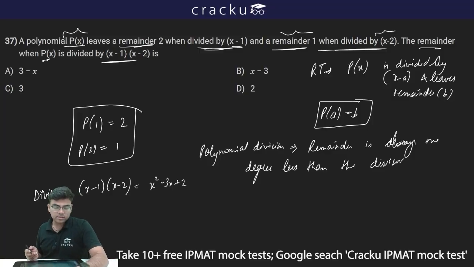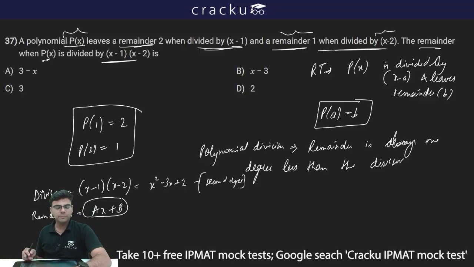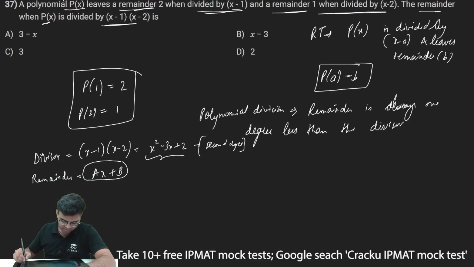So if my divisor is a second degree term, my remainder will be a 1 degree term. This divisor is of degree 2, so my remainder will be of degree 1. Thus I'll assume the remainder as ax plus b, because my divisor is x square minus 3x plus 2, a second degree polynomial. So my remainder will be a first degree linear expression, which is ax plus b.